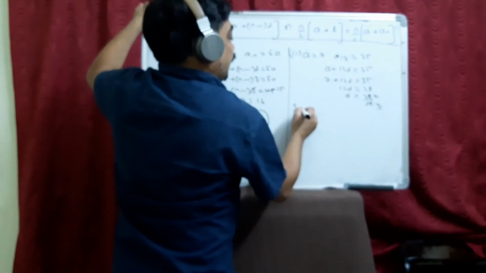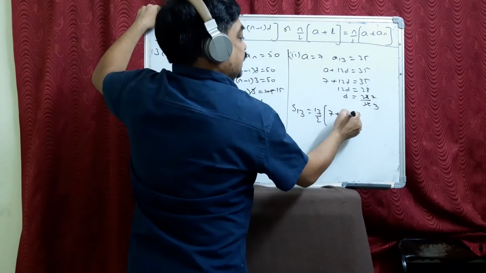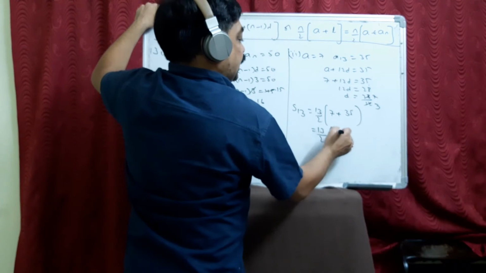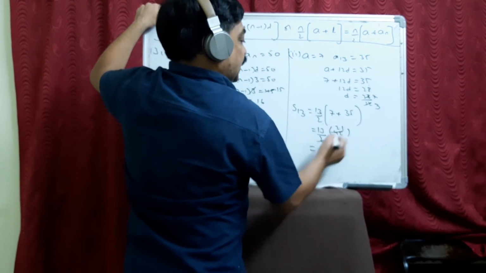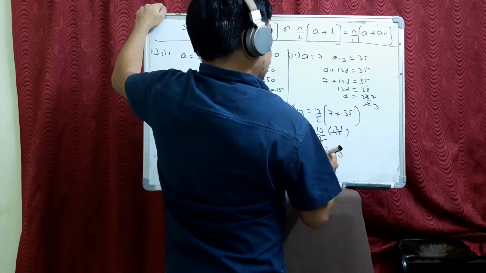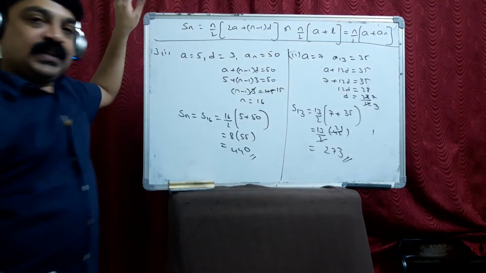And we are asked to find out S13. 13 by 2 into first plus last. Better, no? So it becomes 42. 13 by 2 into 42. It is 21. Okay. Next question.